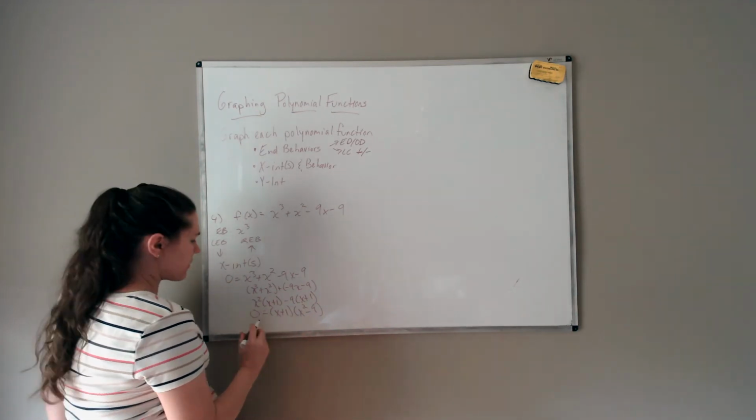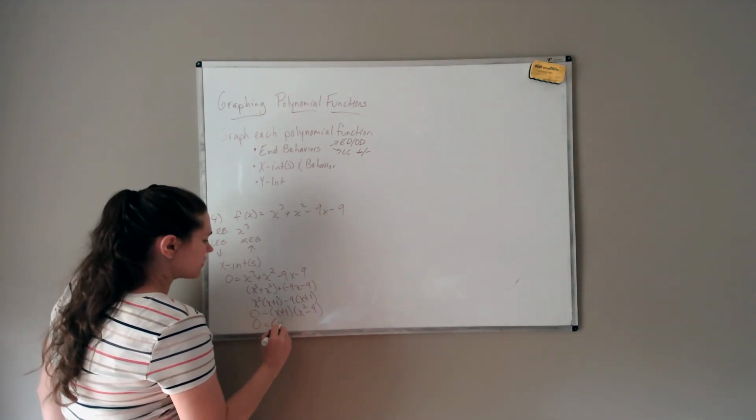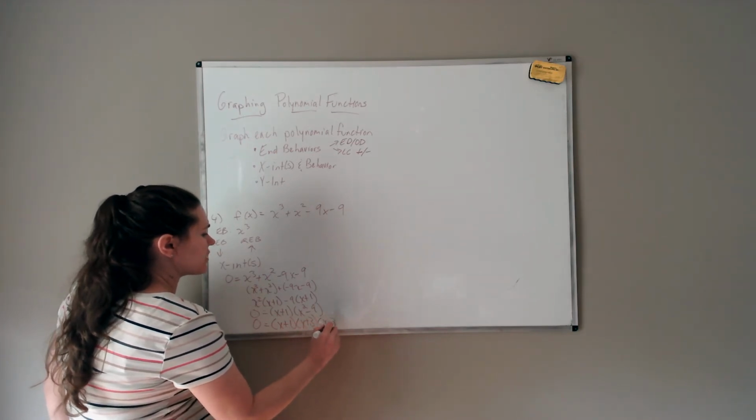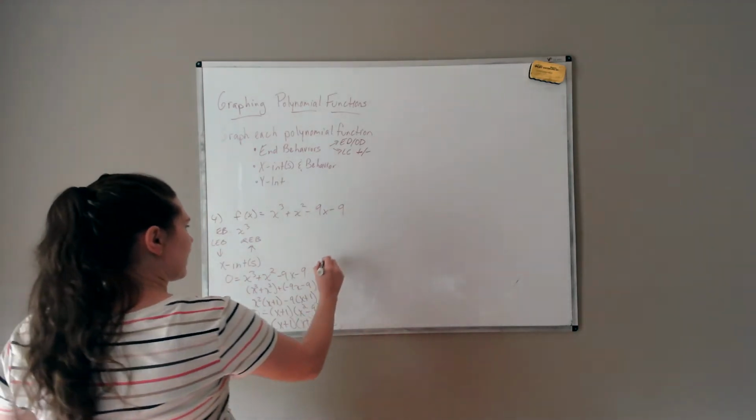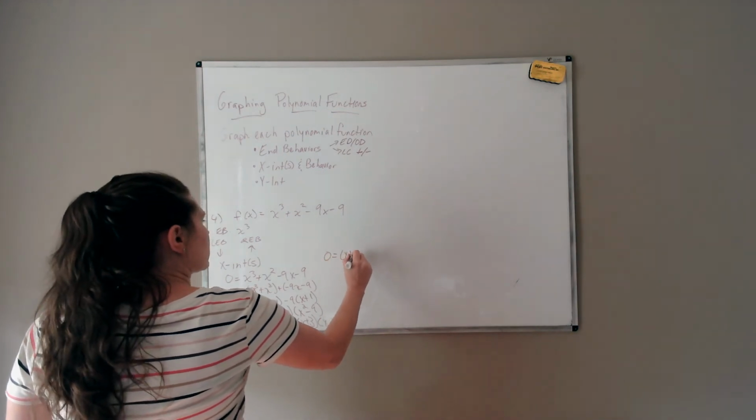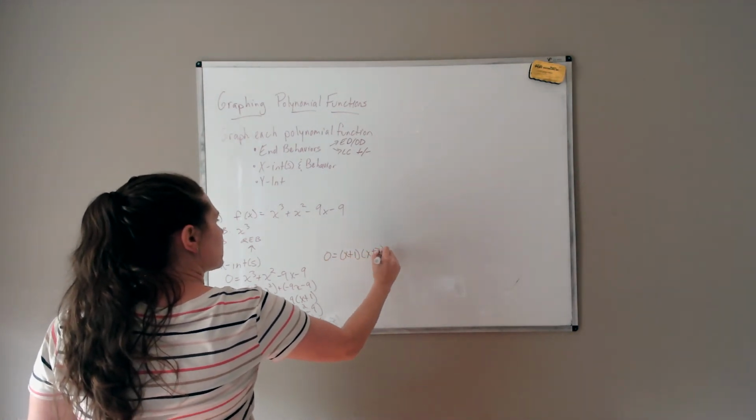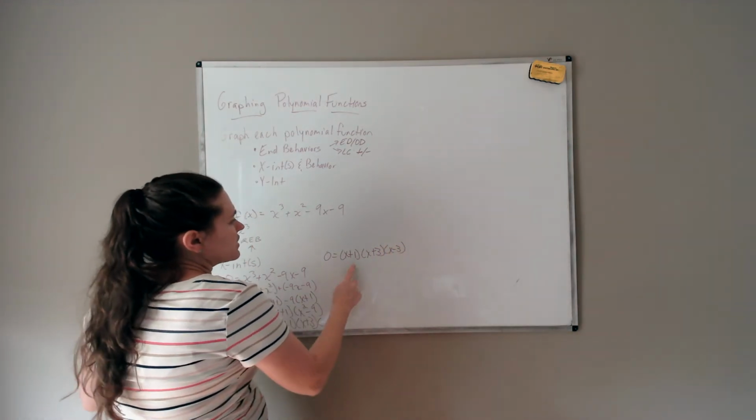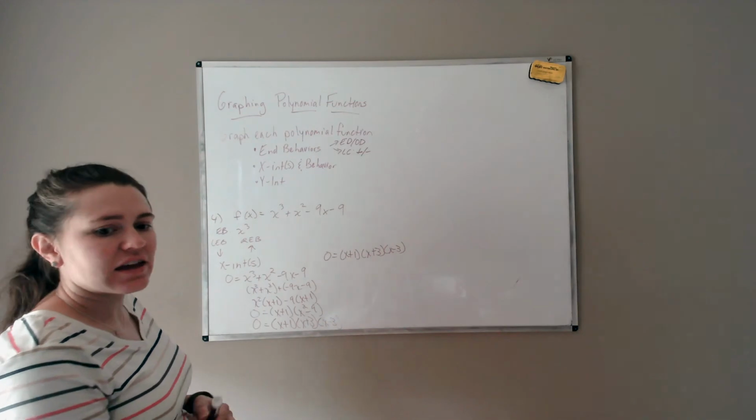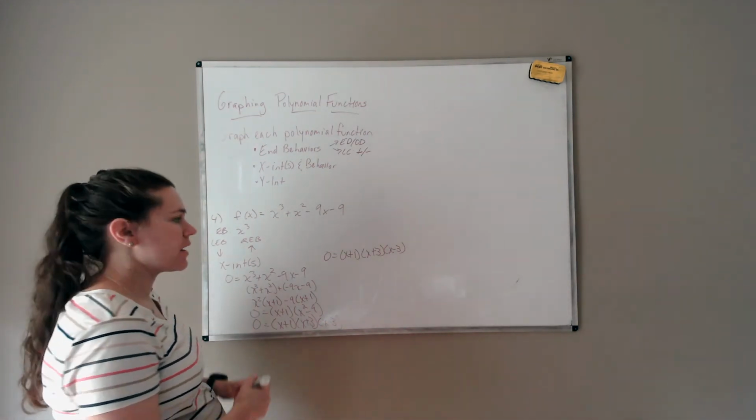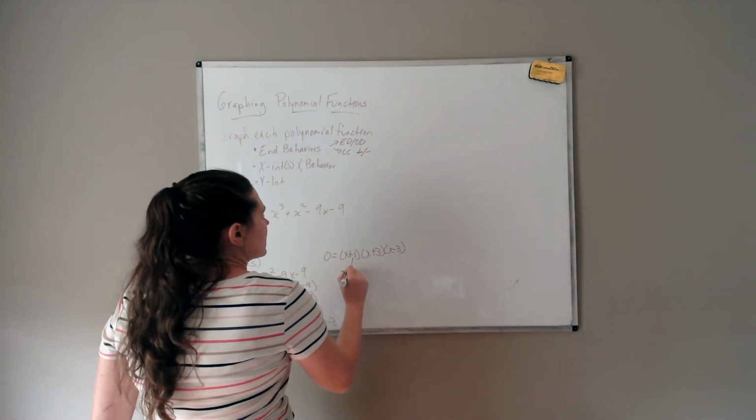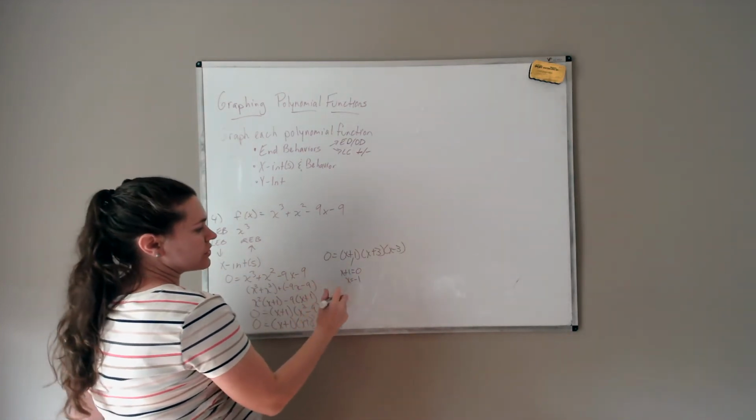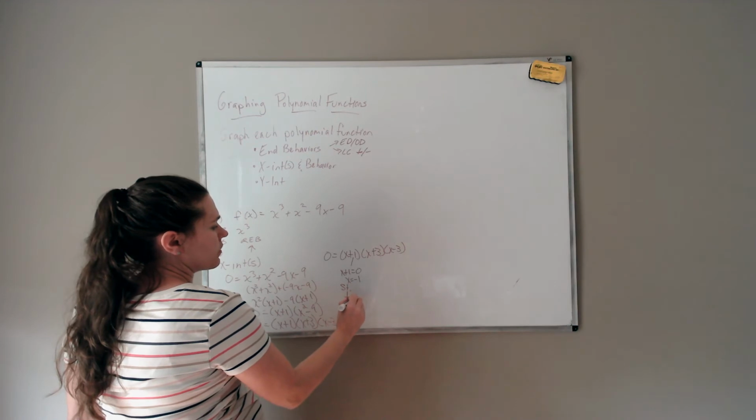Can you factor that further? Yes, that's going to be 0 equals (x plus 1) times (x plus 3) times (x minus 3). So look at that. Okay, I'm going to write up here: (x plus 1)(x plus 3)(x minus 3). So I can see I'm going to have 3 distinct roots. Okay, what makes x plus 1 equal 0? -1. Was this a single, double, or triple root? Single, so I'm going to go straight through.